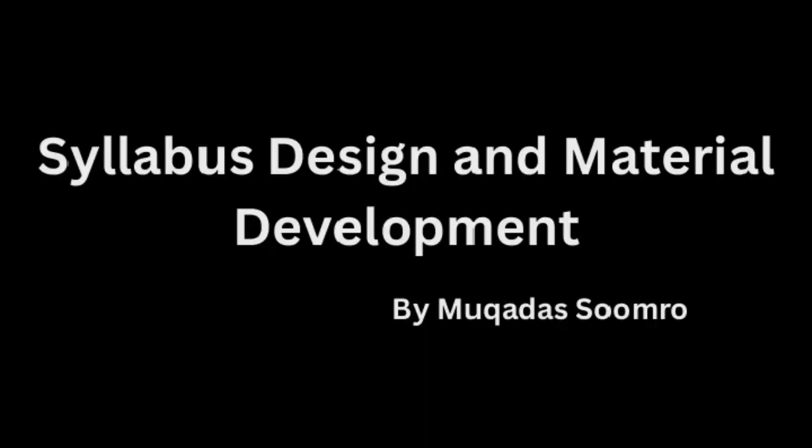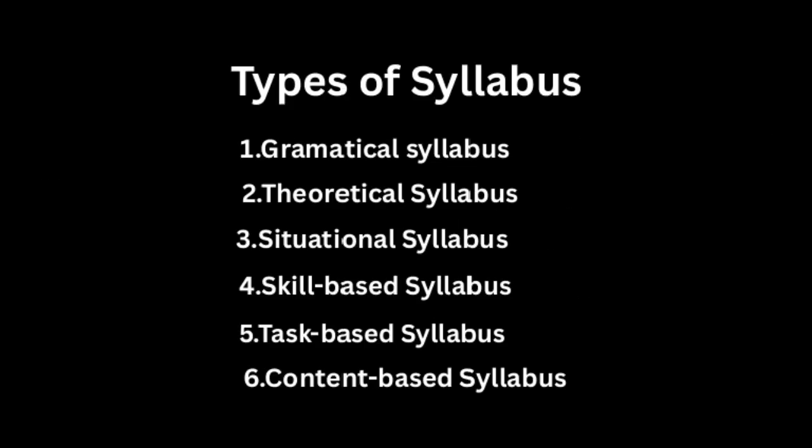So basically today I am going to cover types of syllabus. Okay, so without wasting time, let's start. So basically we have six types of syllabus. First is grammatical syllabus, then theoretical syllabus, then situational syllabus, skill-based syllabus, task-based syllabus, and last content-based syllabus.